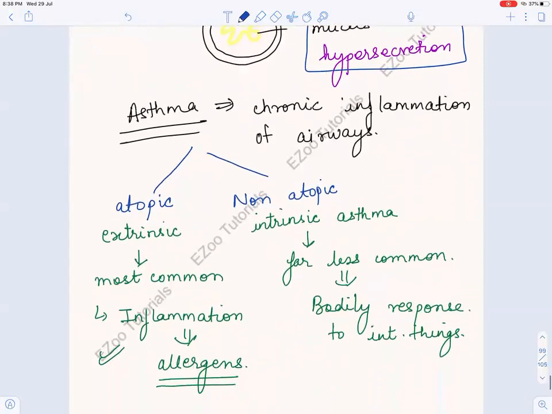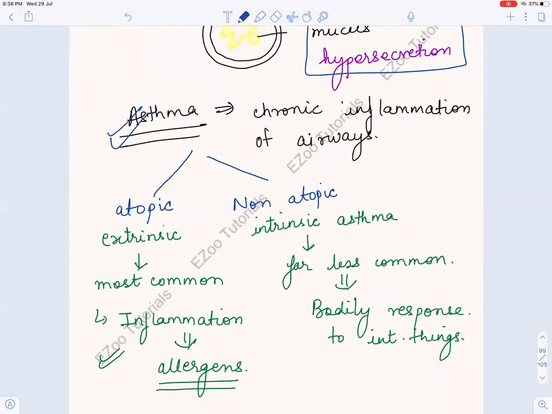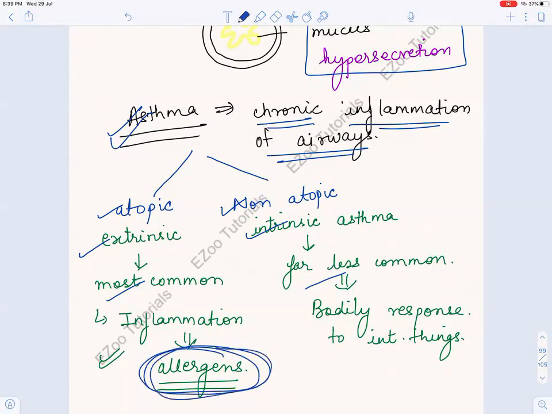Now we studied asthma. So what is asthma? It is chronic inflammation of airways, and people really get very troubled in asthma. I've seen people, and it's a very bad disorder. I told you that asthma can be of two types, atopic and non-atopic. Atopic means extrinsic, and it is the most common one. Non-atopic means intrinsic, it is very less common, and it is caused due to allergens, okay?